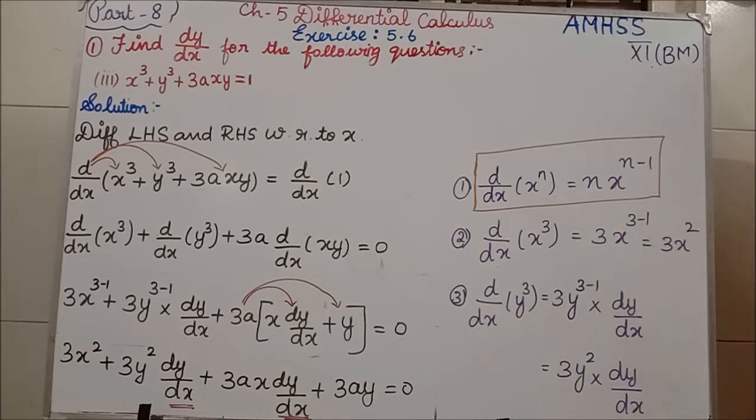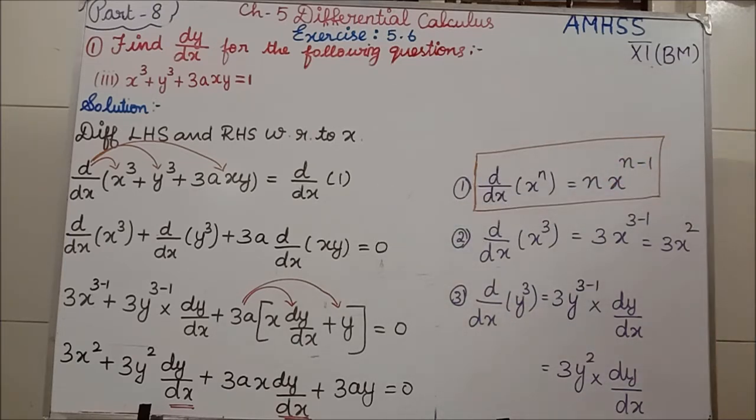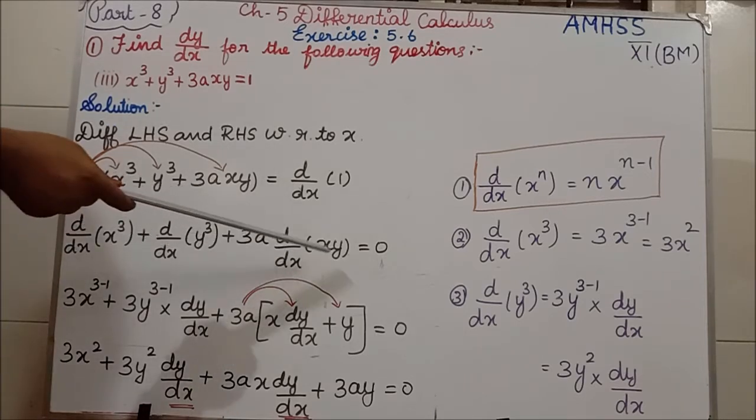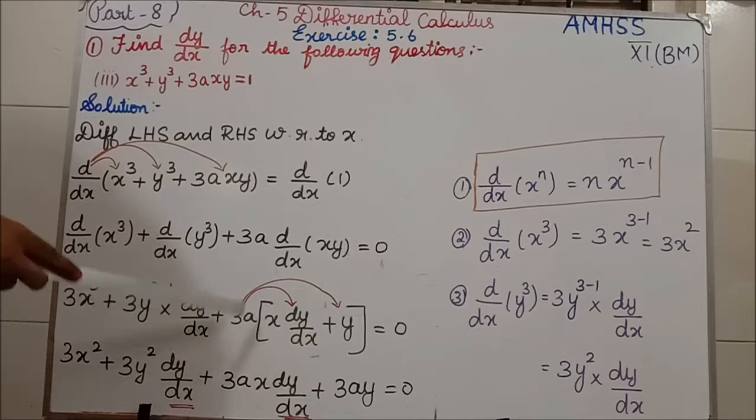When you are differentiating y, after differentiating you have to write into dy by dx. Clear? So 3y power 3 minus 1, which is 3y square, into dy by dx is the answer for d by dx of y cube. I have written it there. Can you see it there? 3y square into dy by dx. Clear, students? Plus 3a we are having. This 3a is a constant, so I am taking it before d by dx of xy. I have told you d by dx of xy, what will you write? x dy by dx plus y. How are we writing, students?